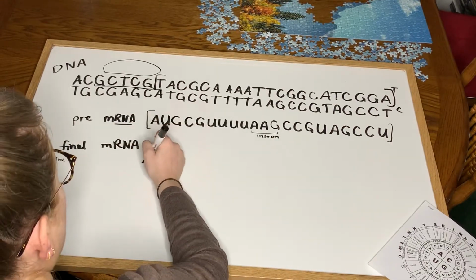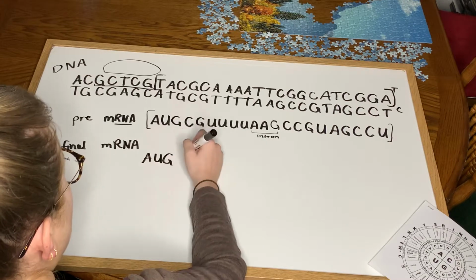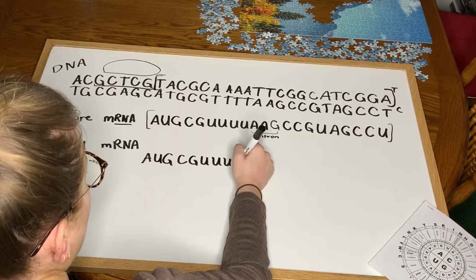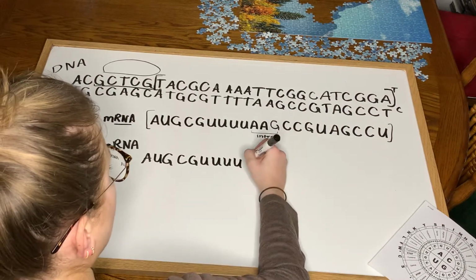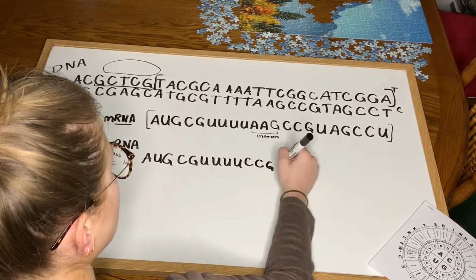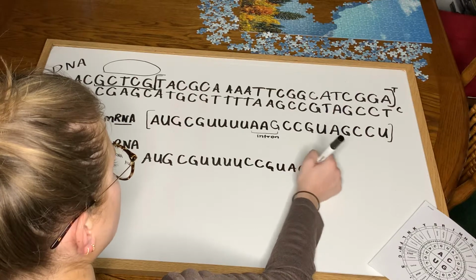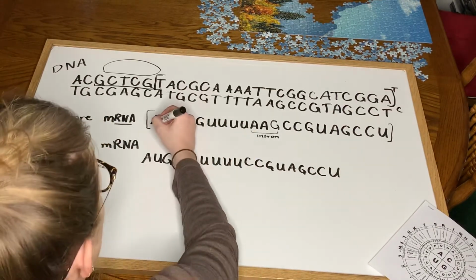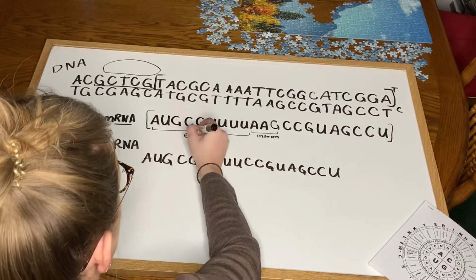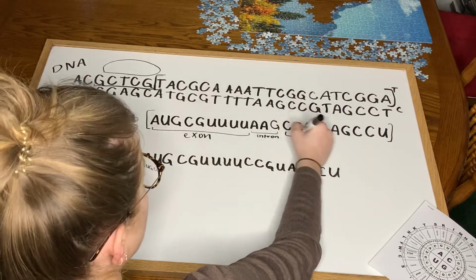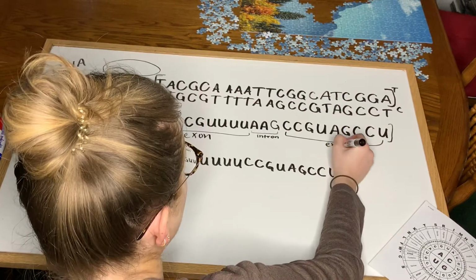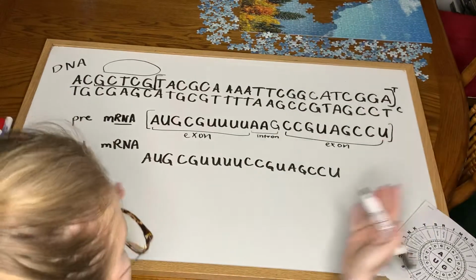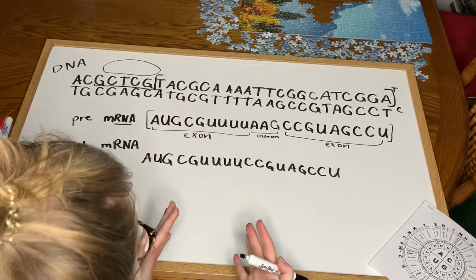So it would be A, U, G, C, G, U, U, U, U. Skip that. And then we just go to C, C, G, U, A, G, C, C, U. Okay? So this would be then called an exon. And this would be called an exon. And those get spliced together. So the intron gets cut out and the exons get spliced together.